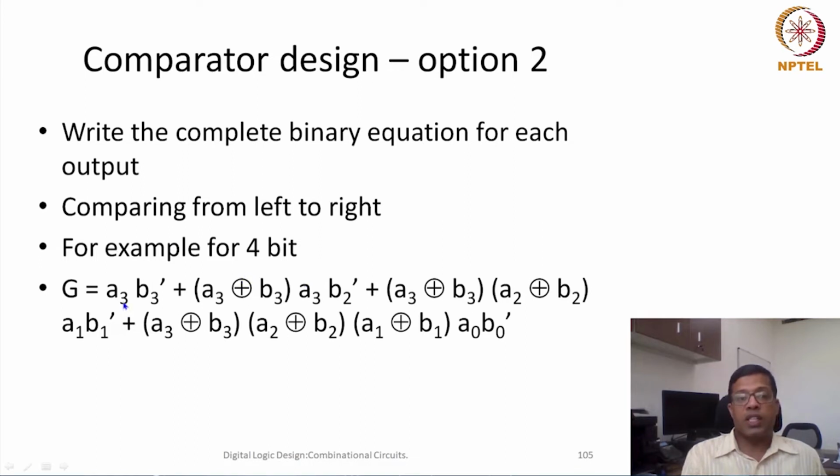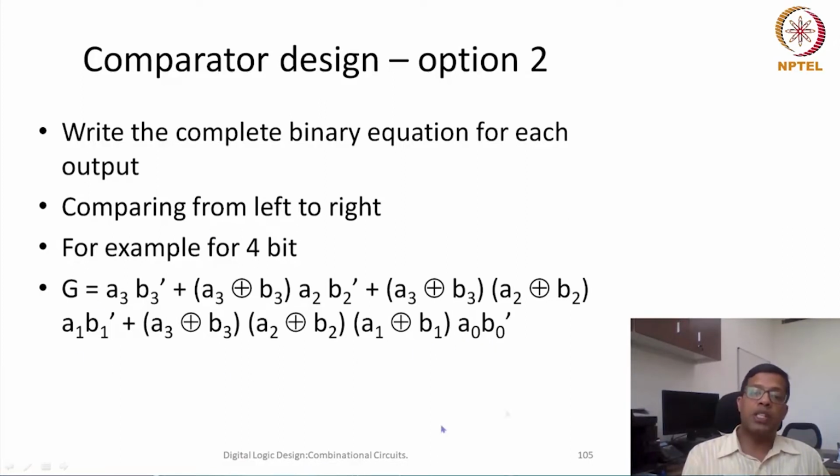Let's remember that G would be 1 if A is bigger, B is smaller. So that means either the MSB A3 is 1 and B3 is 0, then G would be 1, or A3 and B3 both are the same, that means XOR would be there, but A2 is 1, B2 is 0. Or A3, B3 are the same, A2, B2 are the same, but A1 is 1 and B1 is 0, or all the 3 bits are the same, and A0 is 1, B0 is 0.